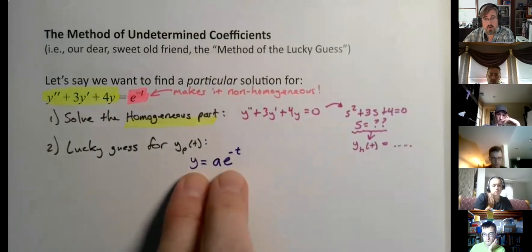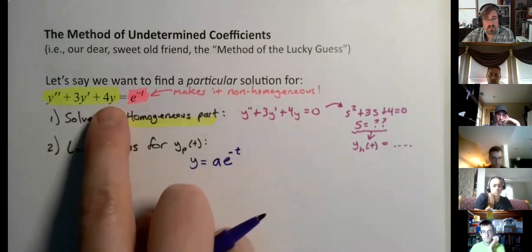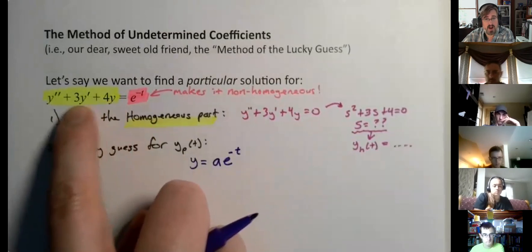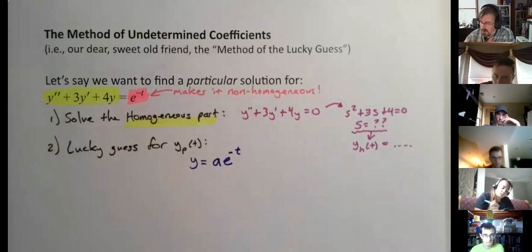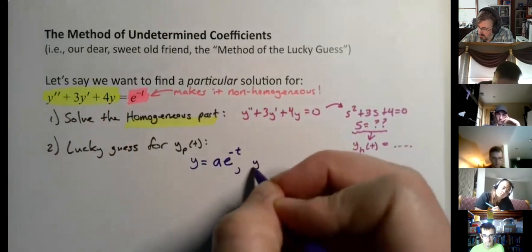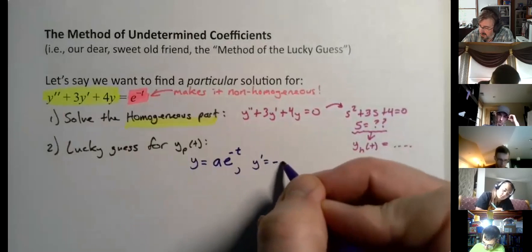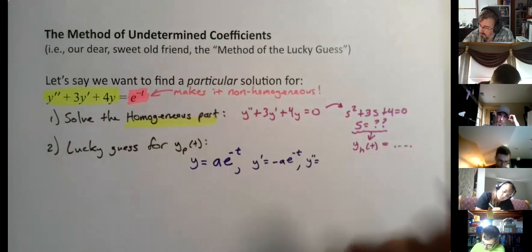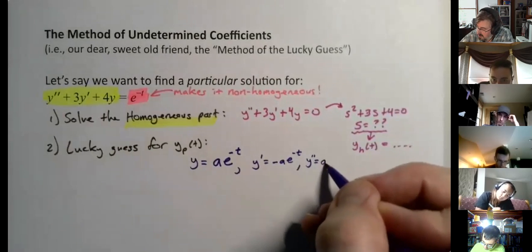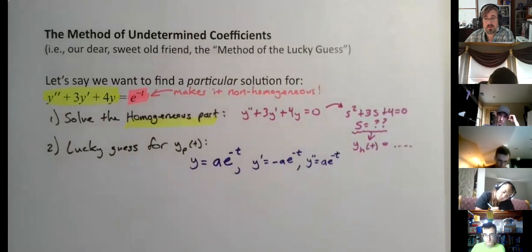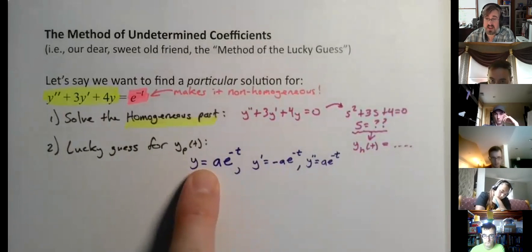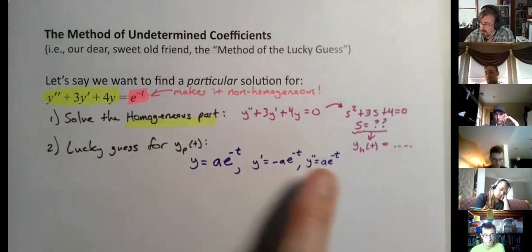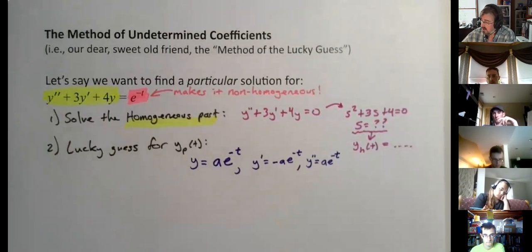Now, if that's y, that would go right there. But I also need to know y prime and y double prime so that I can sub it in. So if that's y, then y prime is going to be equal to negative a e to the negative t. And y double prime is going to be, that becomes positive, so that's just a e to the negative t. So if this is a reasonable guess, a lucky guess for my particular solution, and that's its derivative and that's its second derivative, we can sub it in.